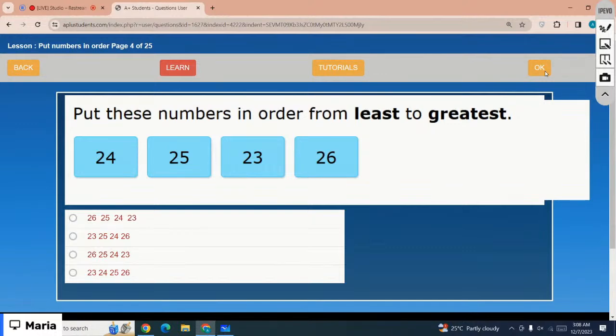Okay, put these numbers from least to greatest. So which is the correct option?